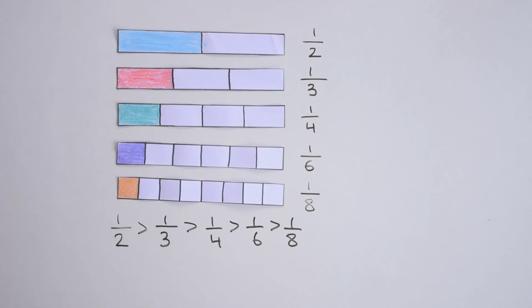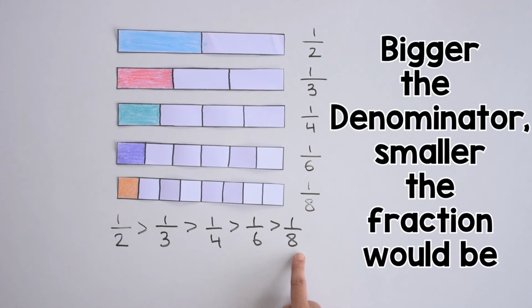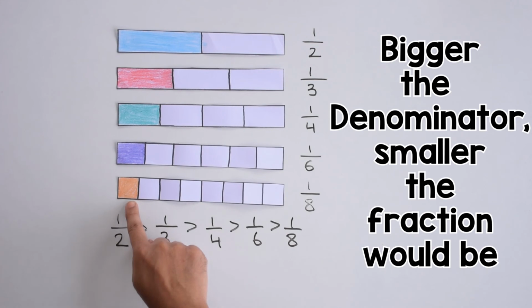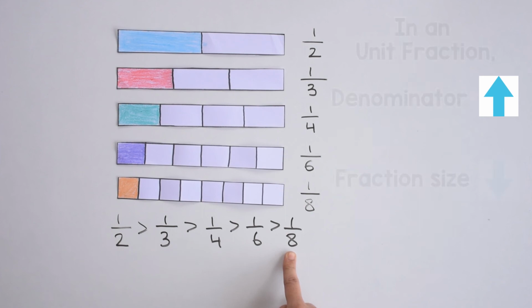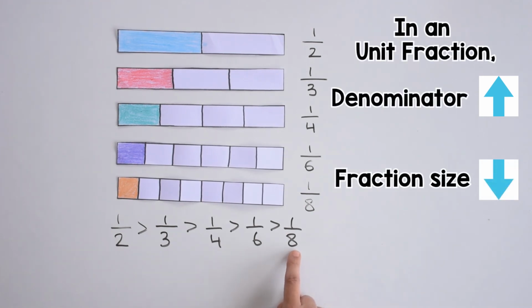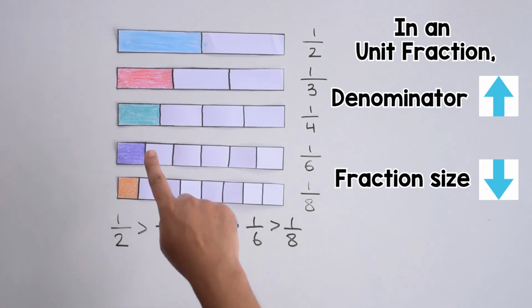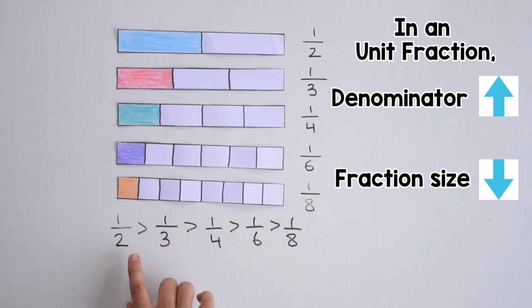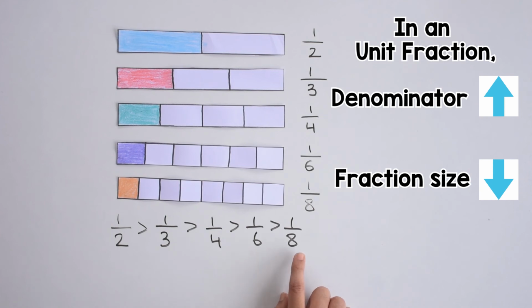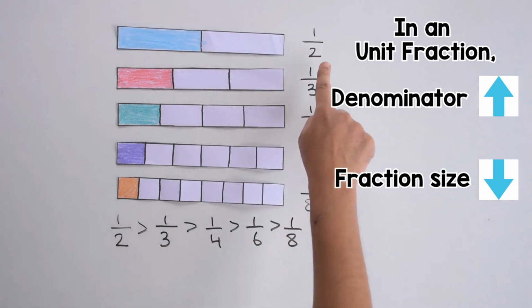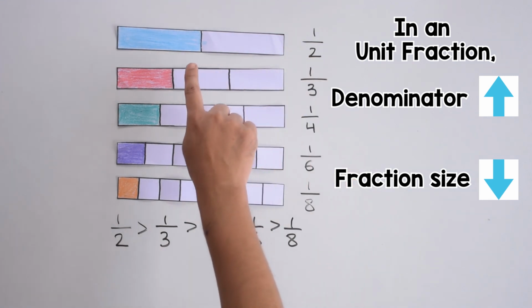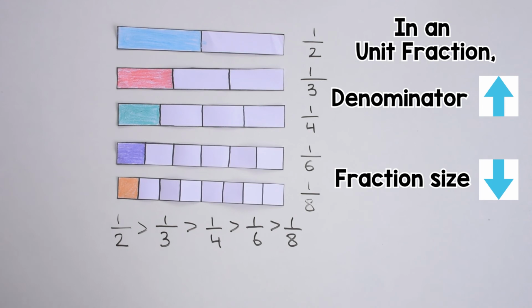We can conclude that the bigger the denominator, the smaller the fraction is. Here we can clearly see 1 by 8 has the biggest denominator, which is 8, but it is the smallest fraction among all of these. So we can say that the bigger the denominator, the smaller the fraction is, or the smaller the denominator, like 1 by 2 here, the bigger the fraction is. And this applies only to unit fractions, not to all fractions.